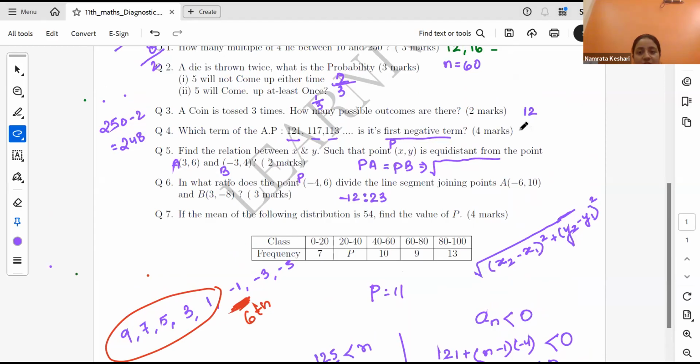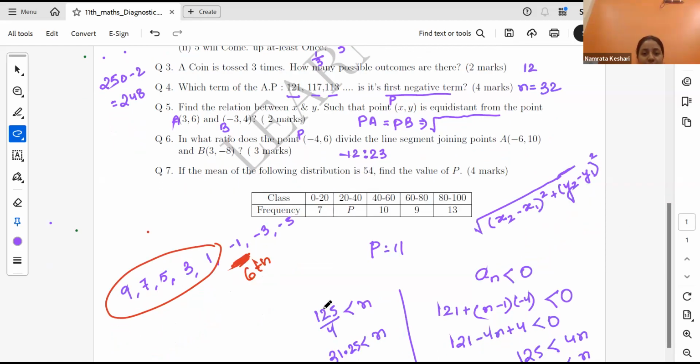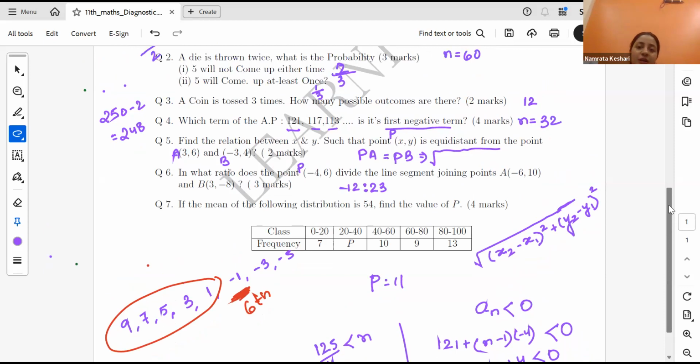Getting it? Yes, Miss. Here the n value will be 32. I am writing over here that n is 32. Let me check the division. 4 times 31 is 124, so yes, it is correct. n is 32. So we are done.